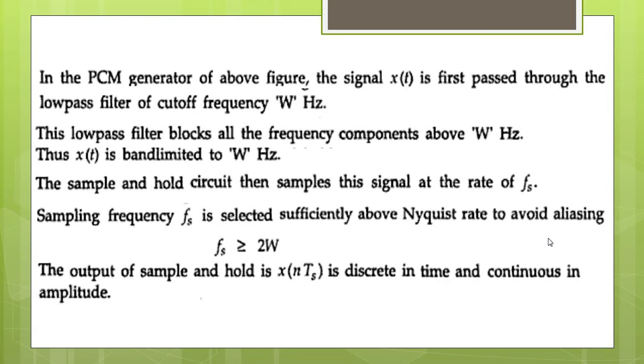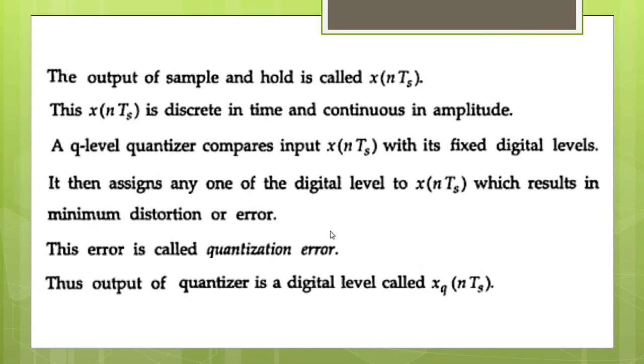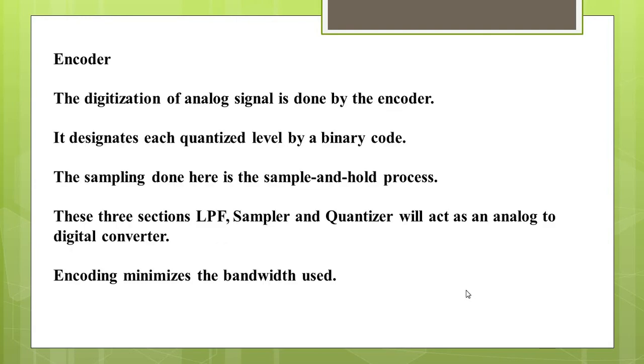You can see the same thing mentioned here. This is the Nyquist frequency: Fs is greater than or equal to 2 omega. Fs is the sampling frequency and omega is the highest frequency present in the signal. The output of sample and hold, we represented as x of nTs. The output of the quantizer is xq of nTs. These are the rounded values. Then the encoder is present, which converts each sample into its corresponding binary code.